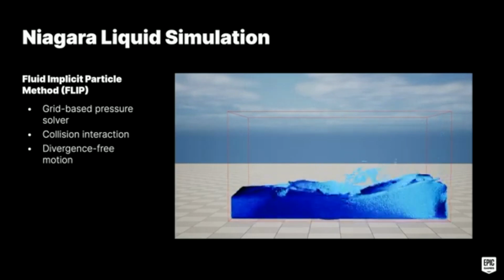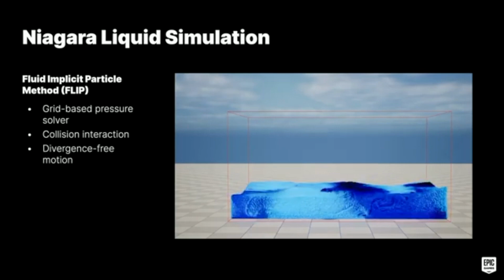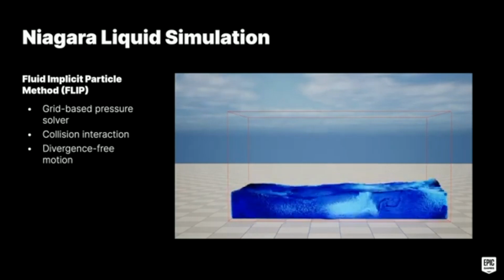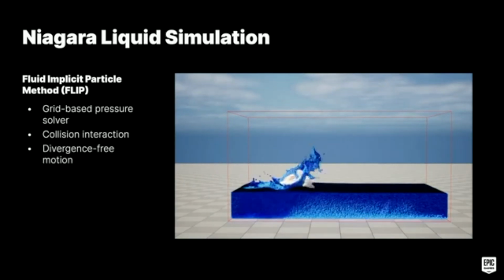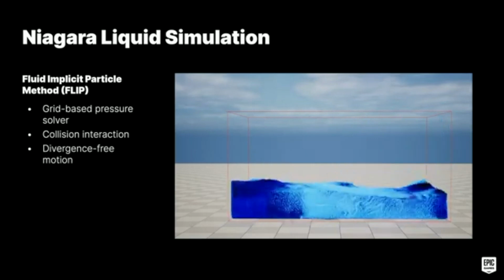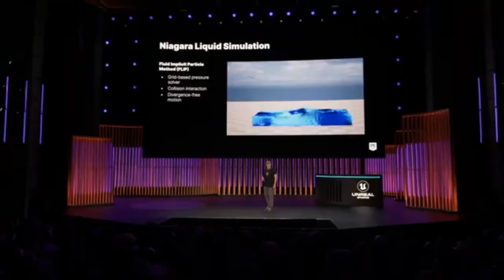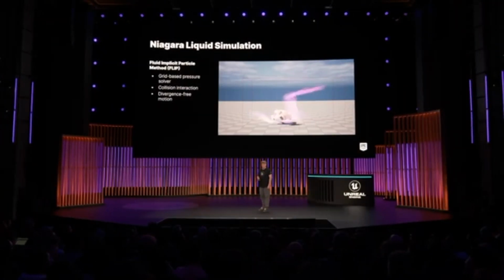The liquid solver is based on the fluid implicit particle method, also known as FLIP. The solver simulates water particles moving through a voxel grid that defines pressures from the velocities of the particles. To represent interactions with the environment, collisions are stored as boundary conditions within the grid and prevent the flow of particles through scene geometry. Ultimately, the FLIP solver produces a velocity that gives a plausible, divergence-free motion, which can then be transferred from the simulation grid back onto the particles.